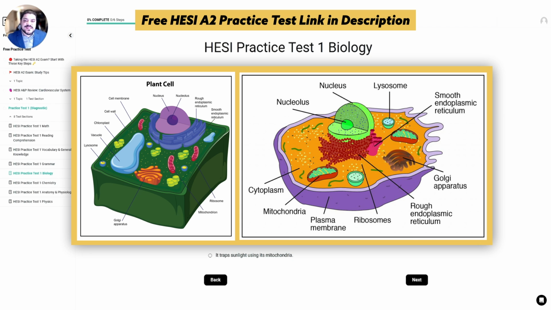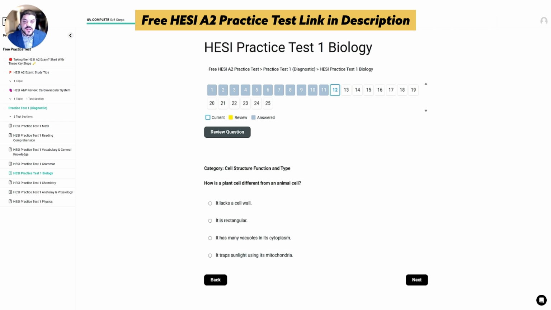Do plants lack a cell wall? No. They do have a rigid cell wall. Animal cells just have cell membranes. Are plant cells rectangular? Yes, they are. Animal cells are not. Do they have many vacuoles in the cytoplasm? No. They have a large central vacuole where animal cells have many smaller ones. And finally, do they trap sunlight using mitochondria? Nope. They trap sunlight using chloroplasts. Mitochondria is the powerhouse of the cell. So the answer is B, rectangular.